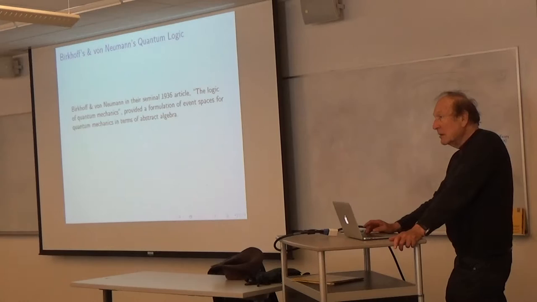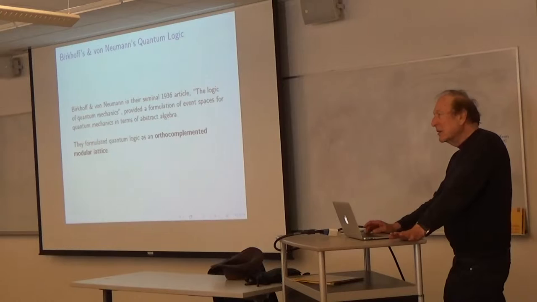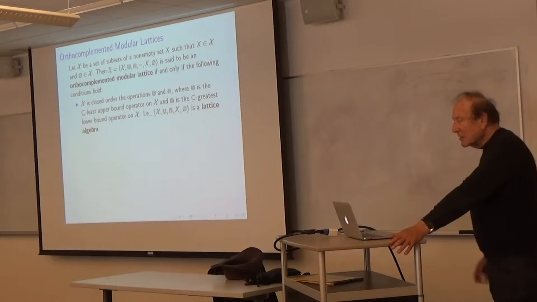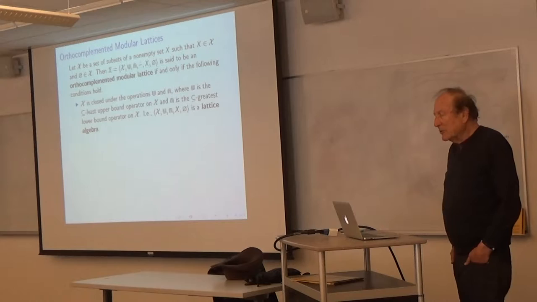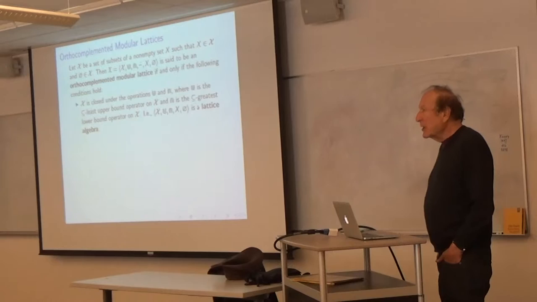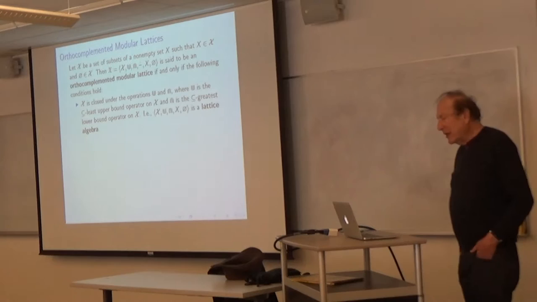And the abstract algebra formulation was something called an ortho-complemented modular lattice. It's very much like a Boolean algebra of events, but it's different in a key respect, and I'll go into what that is. So this is what it consists of. It consists of a non-empty set, like in the Boolean algebra, and a set of subsets of that non-empty set that includes the sure event and the null event. And it has these funny operations on it.